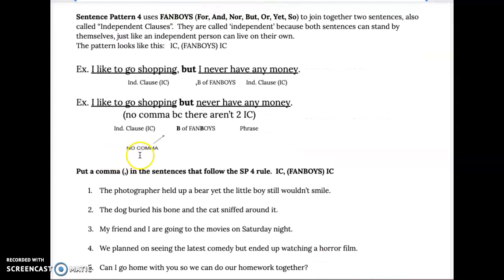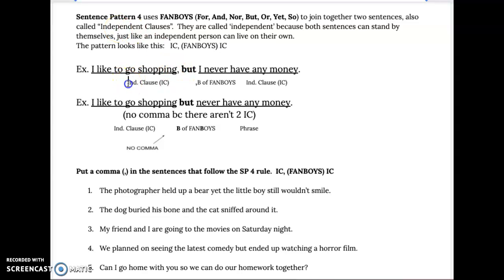I'm going to go over the sentence pattern 4 again. 4 is my fanboys rule. Remember me saying that in class a lot? It's called fanboys because it's for, and, nor, but, or, yet, so. Fanboys. You can remember that, you got it. All right, pattern 4 uses a fanboy to join together two sentences, what we also can call independent clauses.